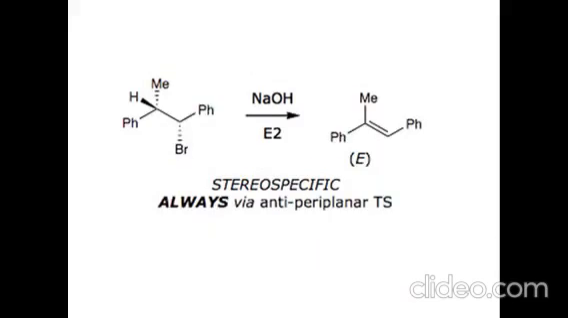Let's consider another example here. Here you can see we have a hydroxide and we have this alkyl halide. The product is an E alkene, an alkene with E configuration. It means that we are carrying out dehydrohalogenation here. The role of this hydroxide is to act as a base, and this base will pick up a proton from here.